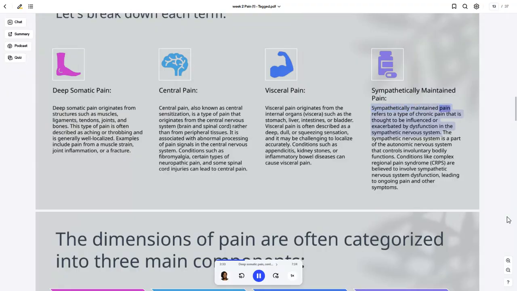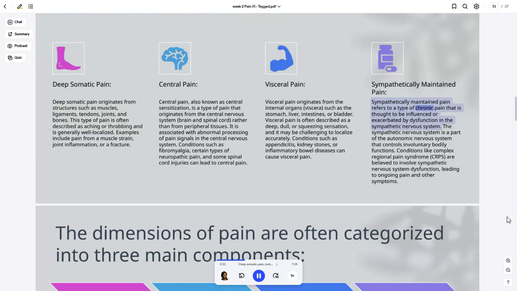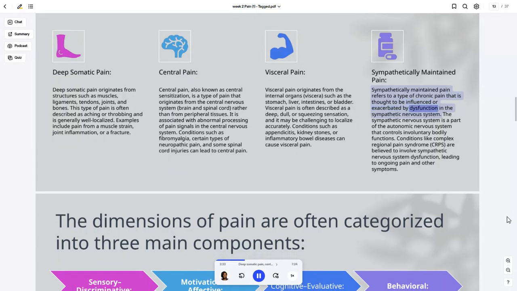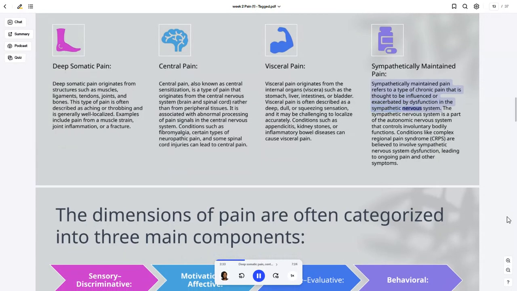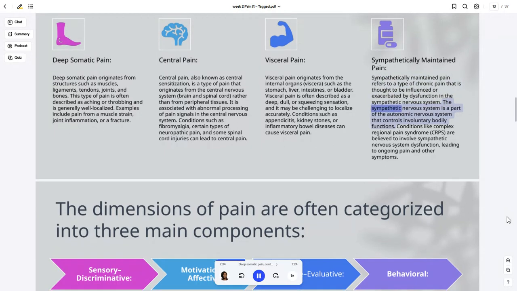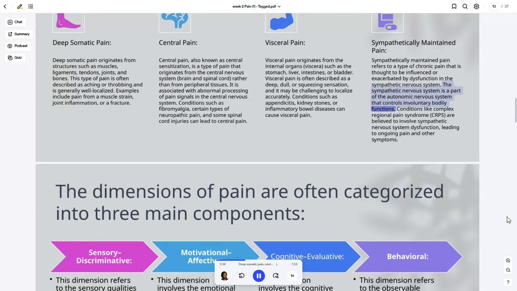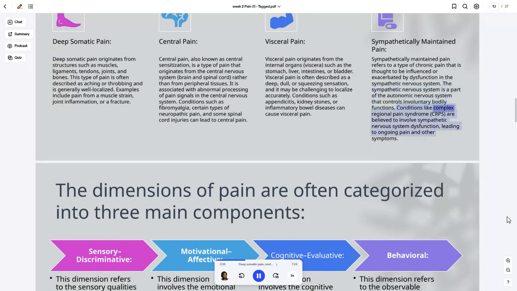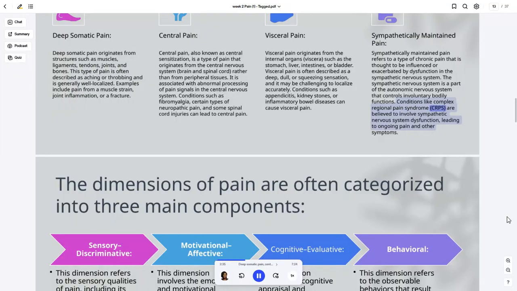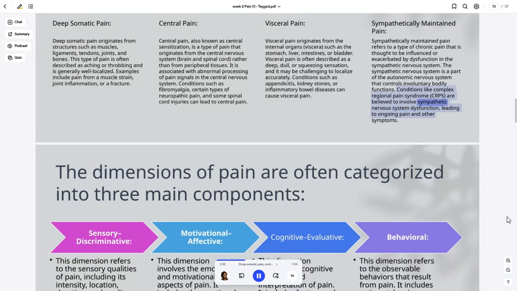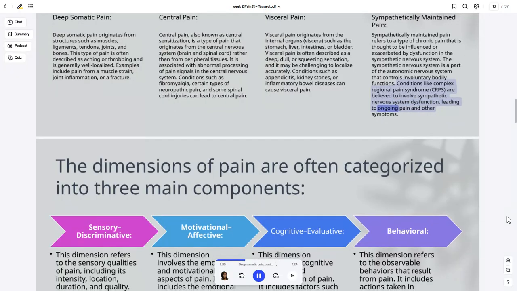Sympathetically maintained pain refers to a type of chronic pain that is thought to be influenced or exacerbated by dysfunction in the sympathetic nervous system. The sympathetic nervous system is a part of the autonomic nervous system that controls involuntary bodily functions. Conditions like complex regional pain syndrome, CRPS, are believed to involve sympathetic nervous system dysfunction, leading to ongoing pain and other symptoms.